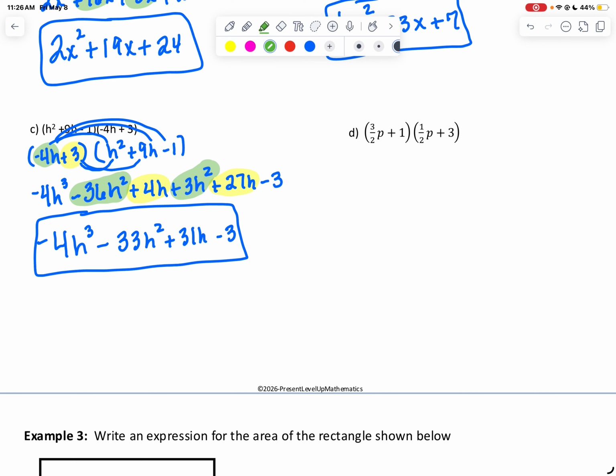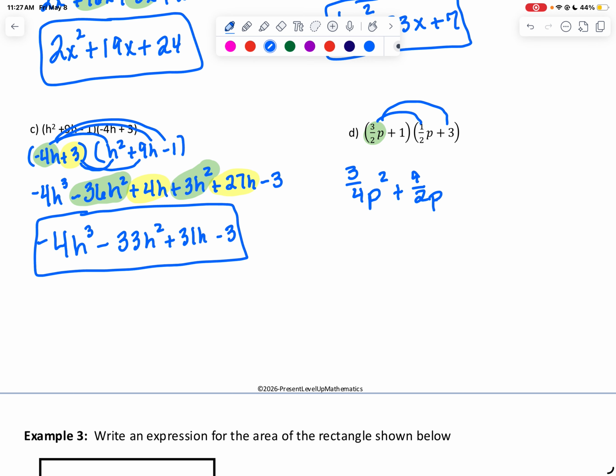We're going to take our first term, 3 over 2p, and multiply it times 1 over 2p. So 3 over 2 times 1 over 2: 3 times 1 is 3, 2 times 2 is 4. So that would be 3/4 p squared. Now I'm going to take that 3 over 2p and multiply it by 3. So that would be plus 9 over 2p.